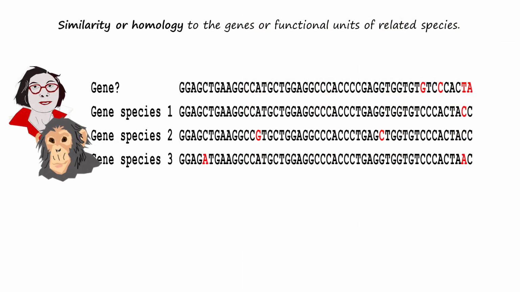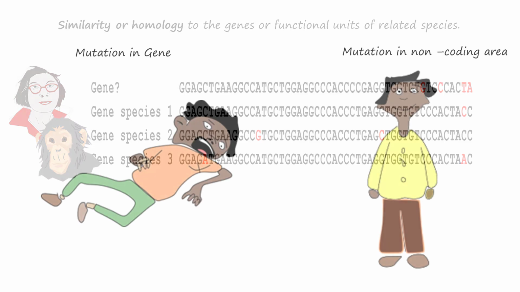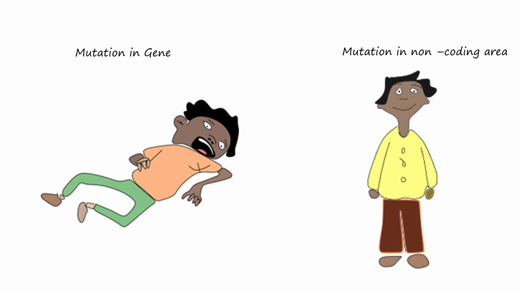Gene prediction is also improved by looking for similarity to the genes or functional units of related species. Speciation involves mutation to DNA derived from a common ancestor, but genes and functional units show more similarity than non-functional areas. The slower mutation rates in functional areas than the rest of the genome is because mutations in these regions are more likely to negatively impact the organism than mutations in non-functional areas.